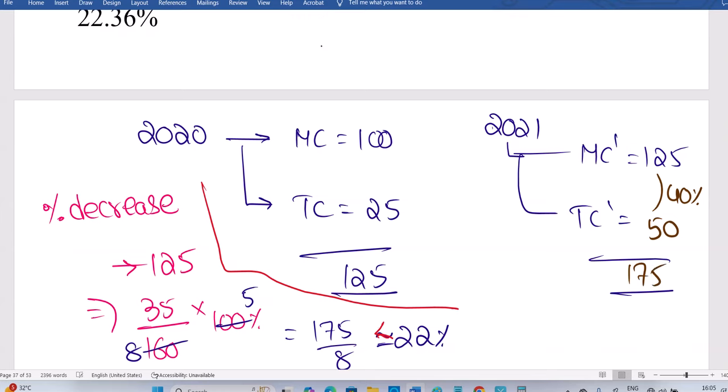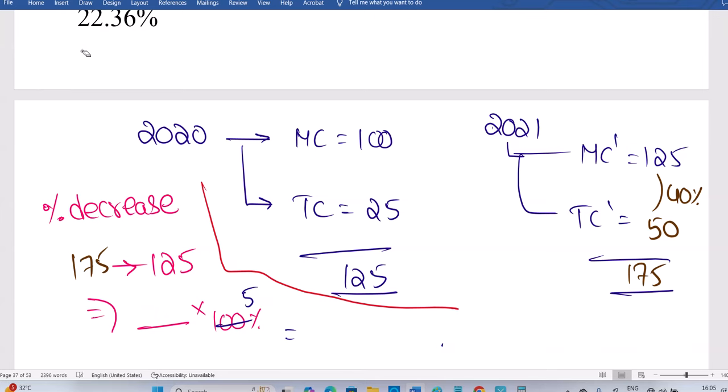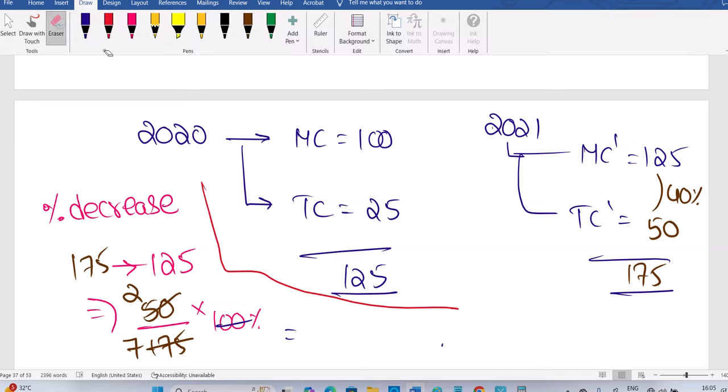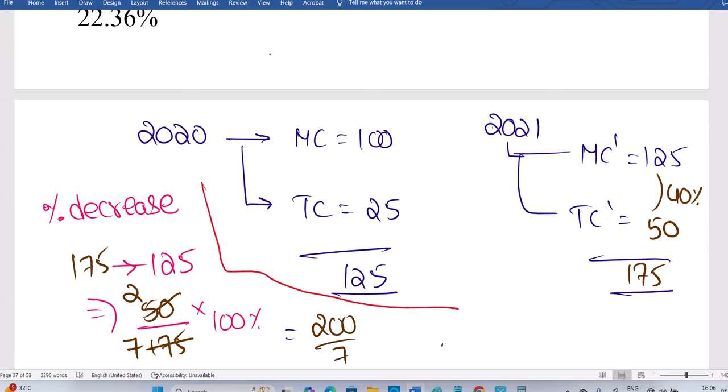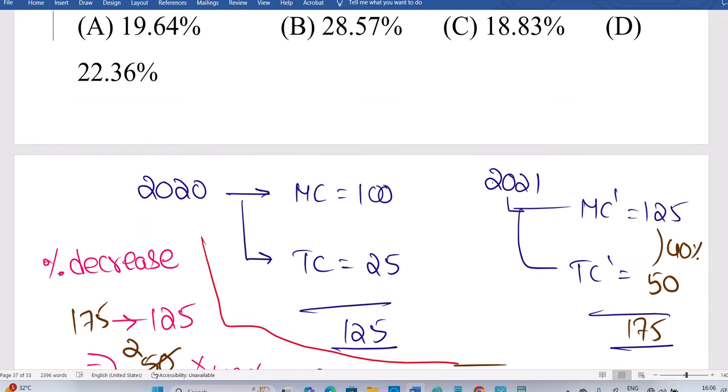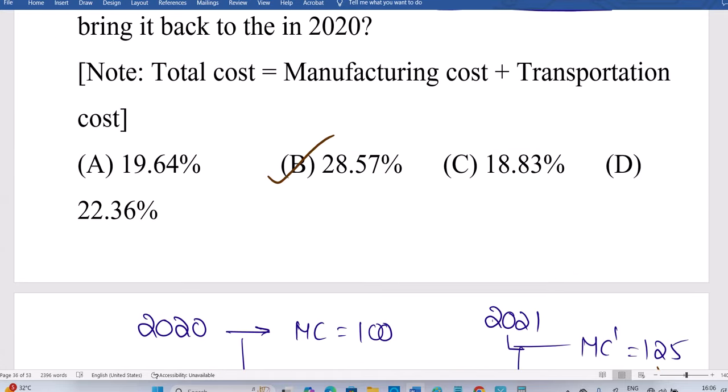If this is 175, bringing it back to 125 means 50 divided by 175 into 100. 50 divided by 175: 25 2 times, 25 7 times, so 200 divided by 7. 200 divided by 7 is 2 times 14, and we have 28 point something, 28 4 by 7, which is 28.5. Yes, we have the option. Option B, 28.57.